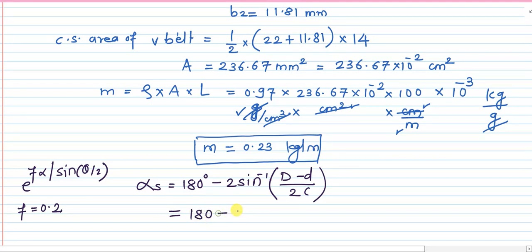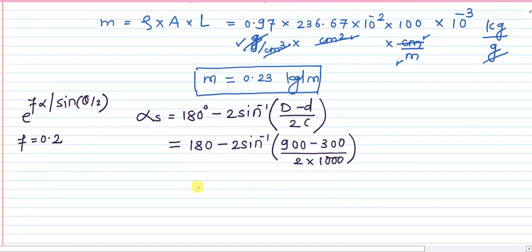So 180 minus 2 times sine inverse of (900 minus 300) divided by 2 times the center to center distance, which is 1 meter, so that is 1000 mm, because both the diameters have been considered in mm. So now when you solve this term, alpha s comes out to be 145.07 degrees.